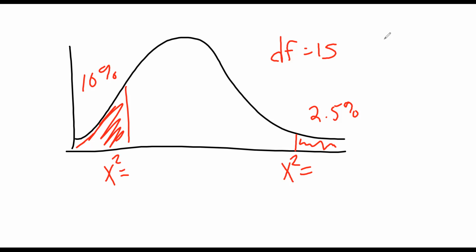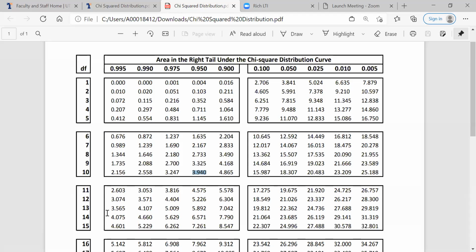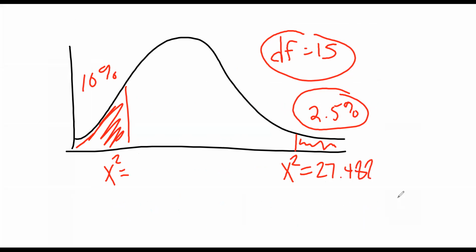So let's look up the one on the right, which has 2.5% in the right tail and 15 degrees of freedom. Go to the chi-squared table. 15 degrees of freedom is this row down here. And 2.5% to the right would be the third column from the right. And if you found 27.488, then you found the correct chi-squared value. 27.488, I believe, is what I just said. Go back and look at it again.